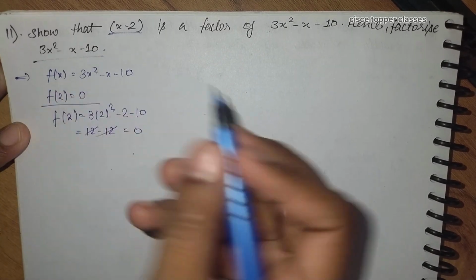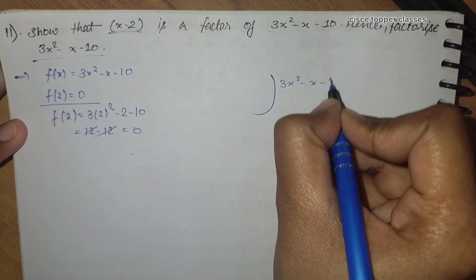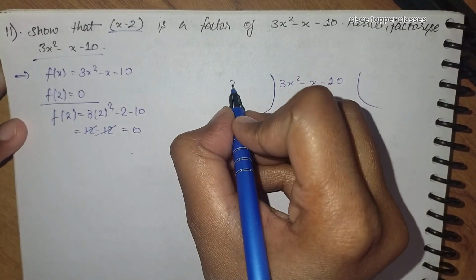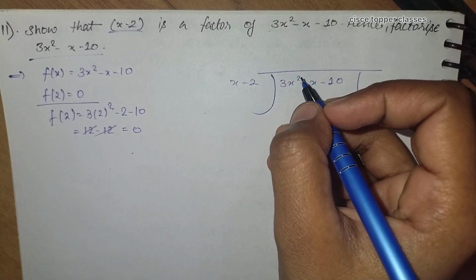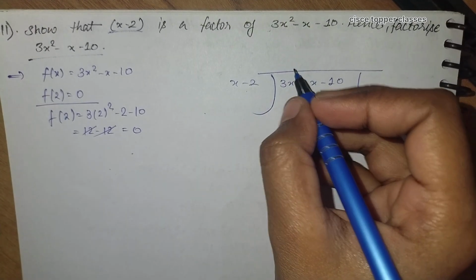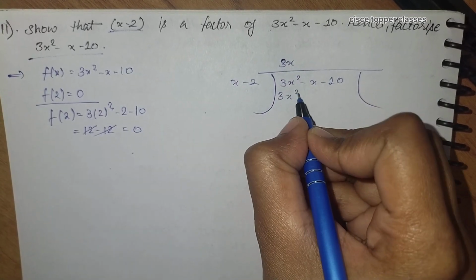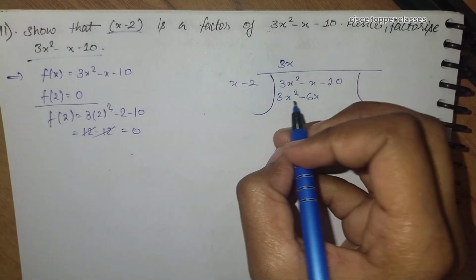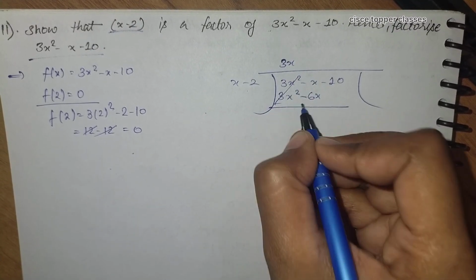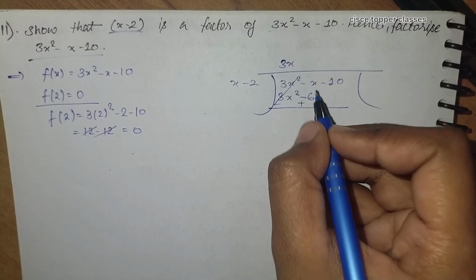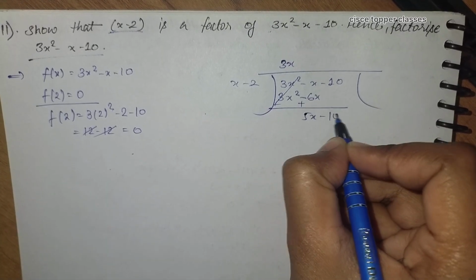Now we have to factorize this equation here. So for factorizing, we will divide 3x square minus x minus 10 by x minus 2. So in multiplying by x, we will multiply it with 3x. So that will become 3x square here minus 6x. Solving it, this will cancel out if we subtract here, and here it will become positive, and 6x minus x will become 5x, and this is 5x minus 10.